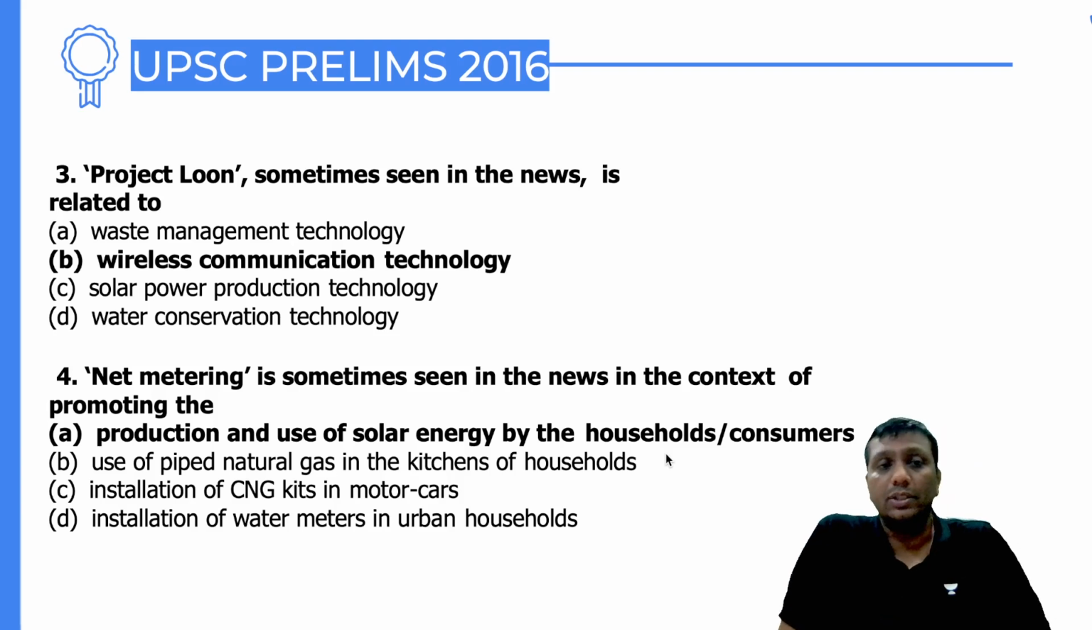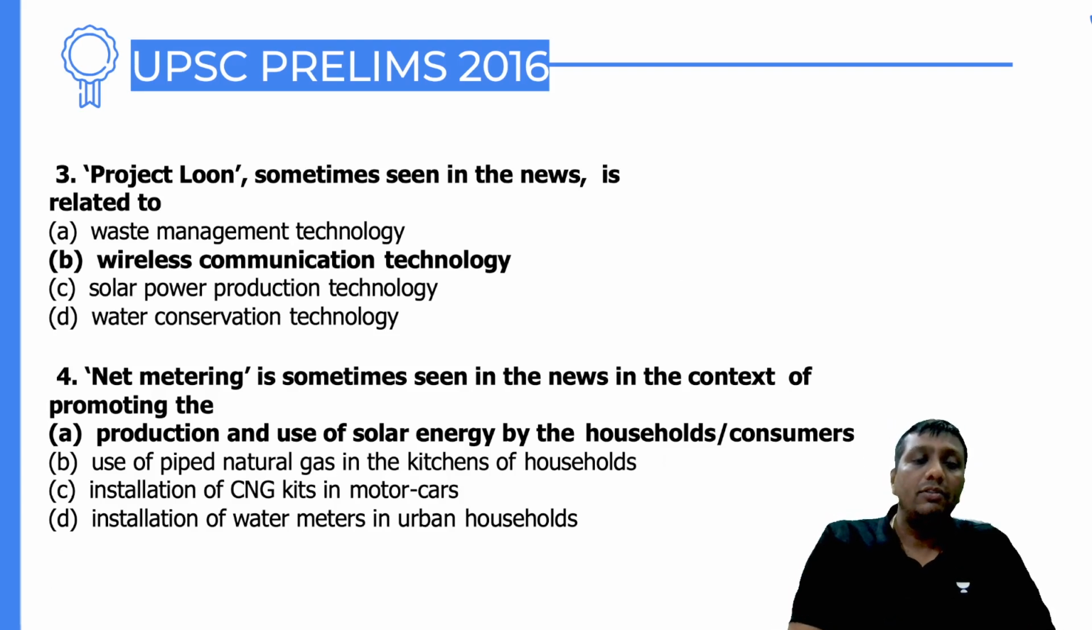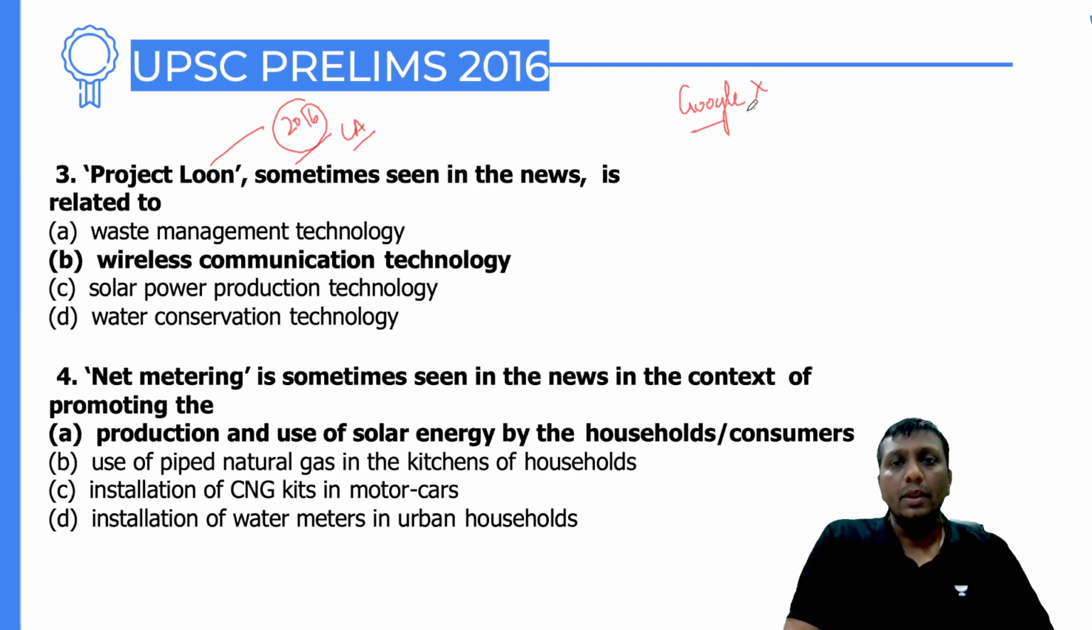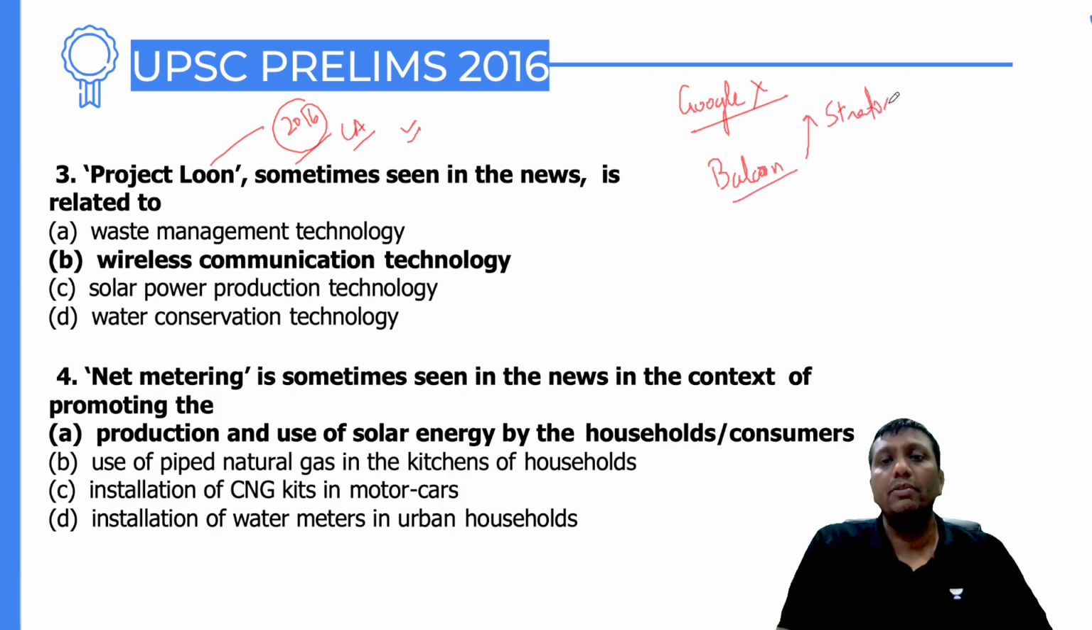Very easy questions. Next, Project Loon, seen in the news, is related to what? Actually, it was a current update of 2016. It was a current affairs based question. Even in 2016, a few questions that UPSC made were current affairs based. Google X company in 2016 did some trials with the help of a balloon. They sent some transponders up to the stratosphere with the balloon. Stratosphere means a height of around 20 kilometers.